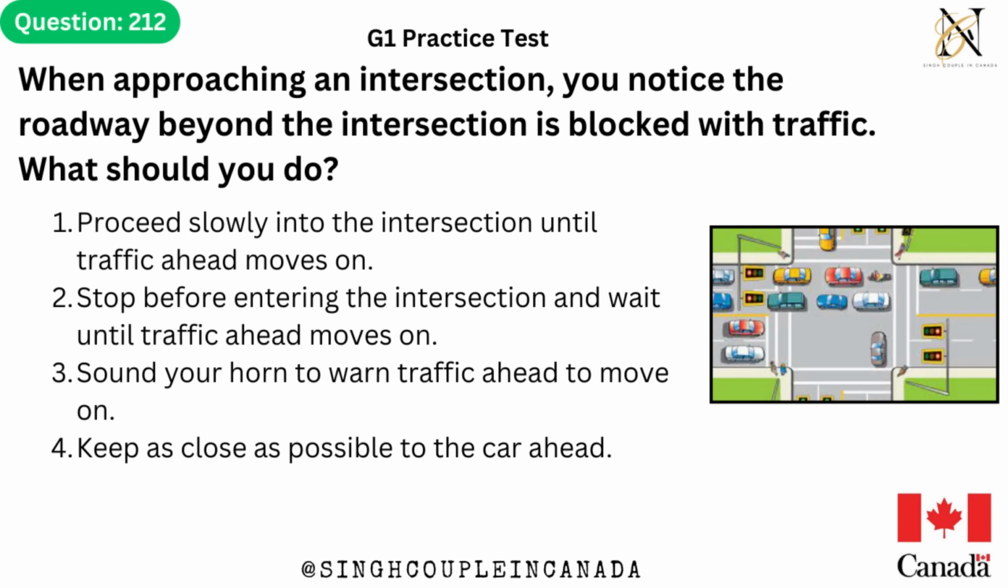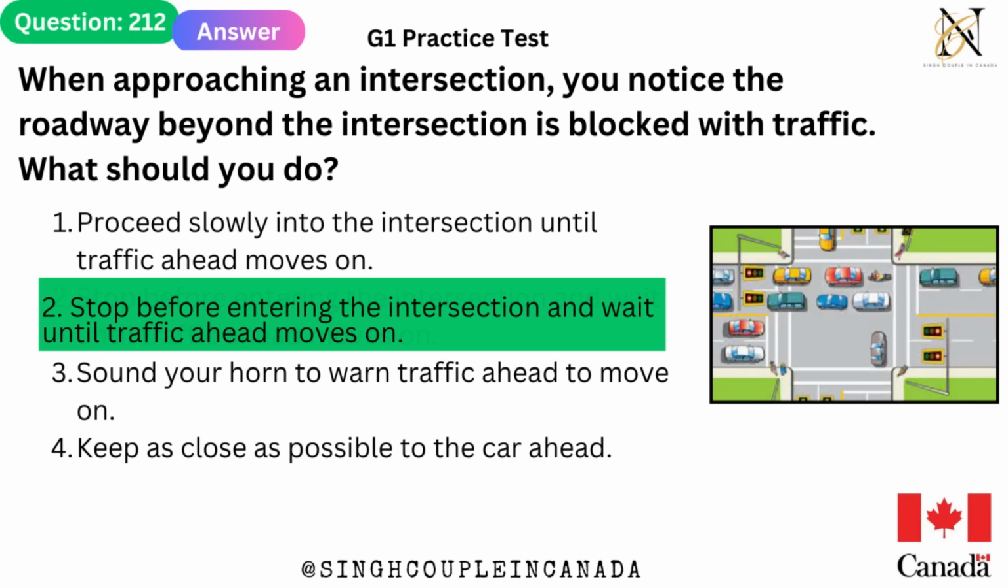When approaching an intersection, you notice the roadway beyond the intersection is blocked with traffic. What should you do? 1. Proceed slowly into the intersection until traffic ahead moves on. 2. Stop before entering the intersection and wait until traffic ahead moves on. 3. Sound your horn to warn traffic ahead to move on. 4. Keep as close as possible to the car ahead. The answer is 2. Stop before entering the intersection and wait until traffic ahead moves on.